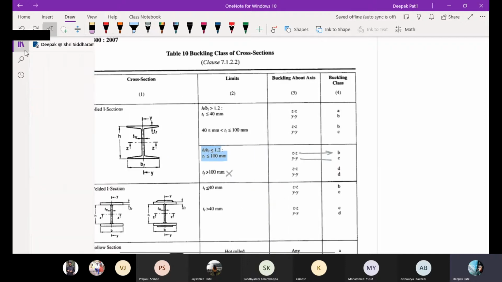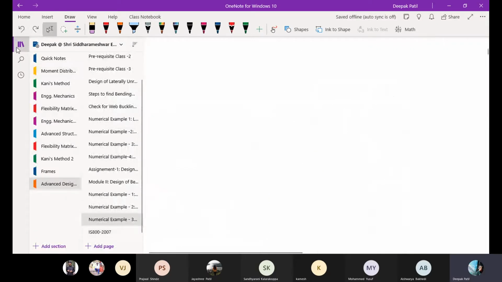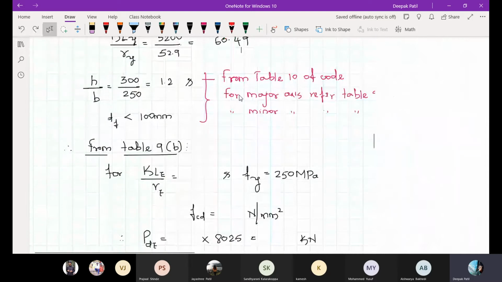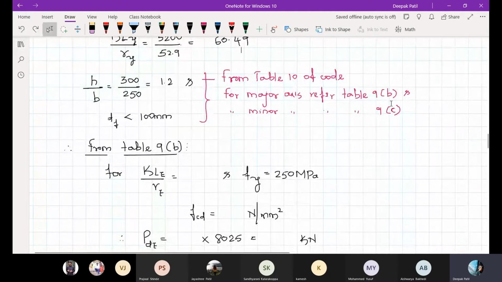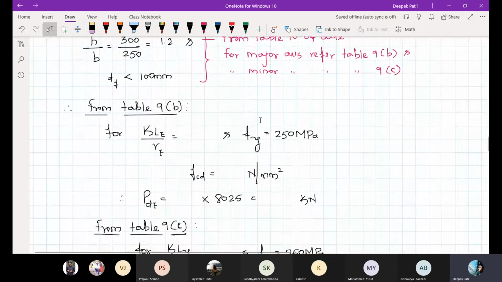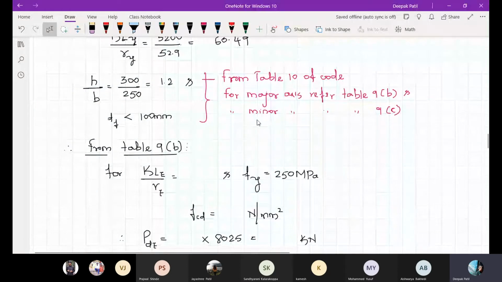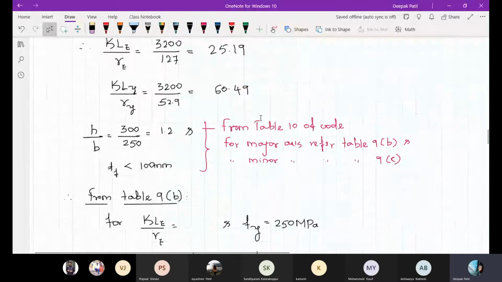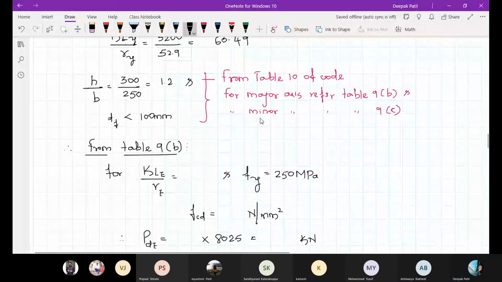So let me come to the numerical example. Yeah, so here you can see. For major axis, you have to refer table 9B and for minor axis, you have to refer table 9C. Why are these tables being used? These are being used to calculate FCD, that is design compressive stress. Okay, so let us check. So for KLZ by RZ equal to 25.19.